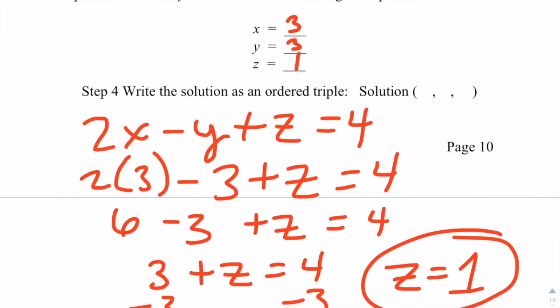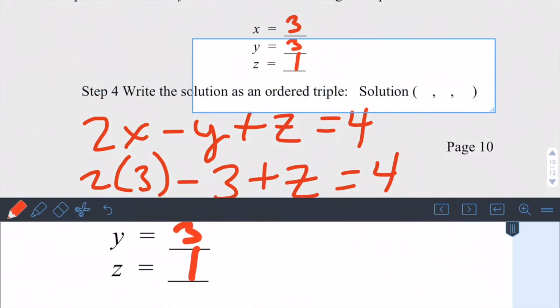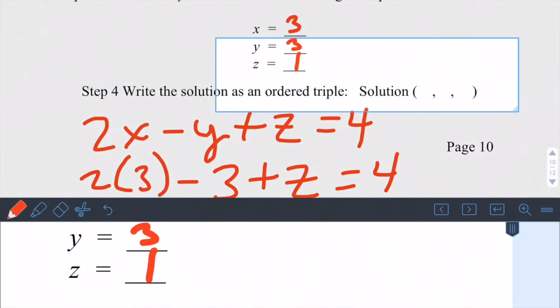We can place that into our spot up there. And to write our ordered triple, all we have to do is plug these values where they go here. We know that this is the x, this is the y, and this is the z. The solution is 3, 3, 1.